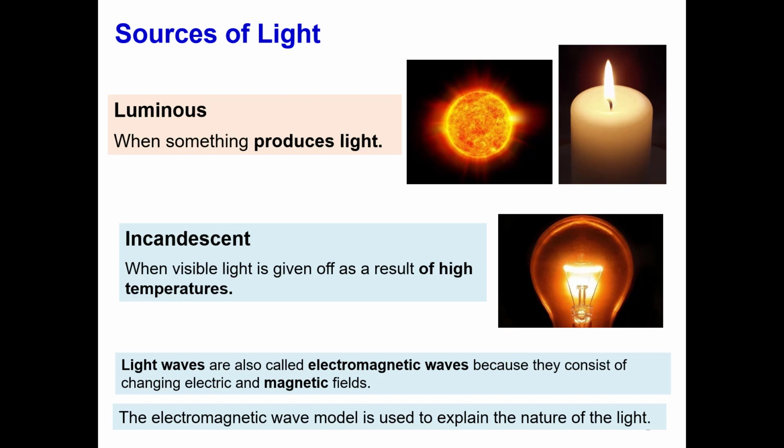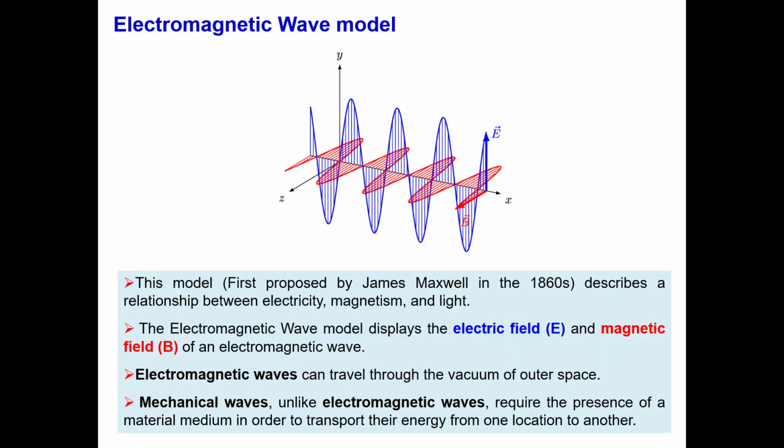Light waves are also called electromagnetic waves because they consist of electric and magnetic fields. The electromagnetic wave model is used to explain the nature of light. The electromagnetic wave model was first proposed by James Maxwell, and this model describes the relationship between electricity, magnetism, and light.